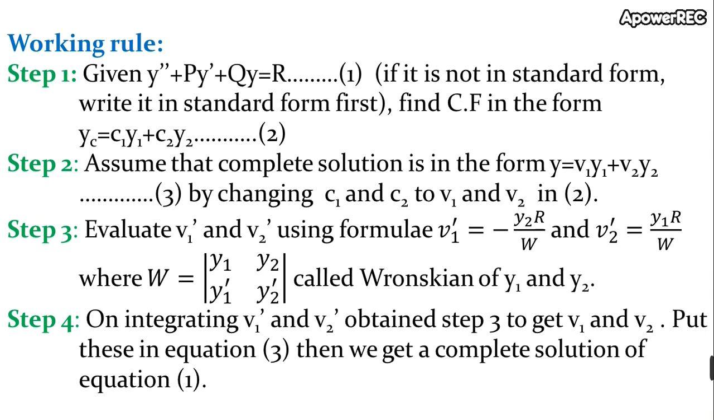Evaluate v1 dash and v2 dash using the formula v1 dash is equal to minus y2 into capital R divided by W, and v2 dash is equal to y1 R divided by W. As we know, W is the Wronskian of y1 and y2. On integrating v1 dash and v2 dash, obtain v1 and v2. Put these values in equation 3, then we get a complete solution of the given equation 1.